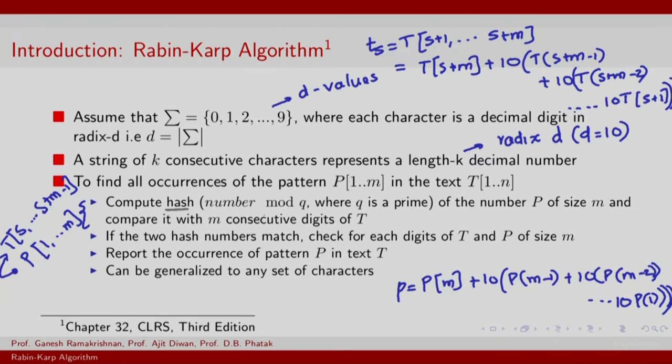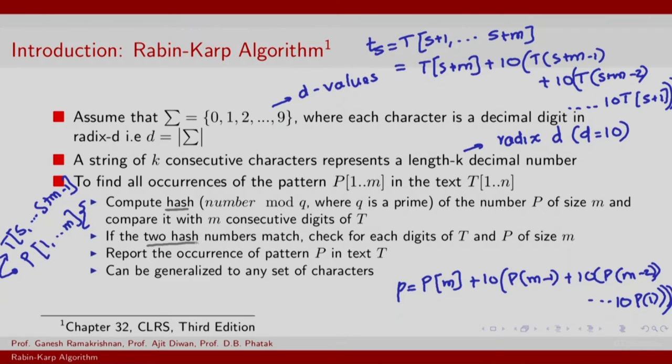The hash, which is the number TS modulo some prime Q, would be such that it fits as one word in the computer, and likewise for P. So Q is chosen in order to make this number mod Q small enough. However, this comes at a price.